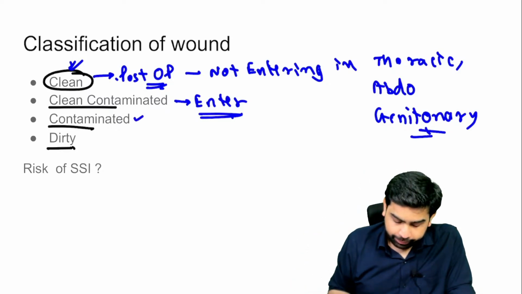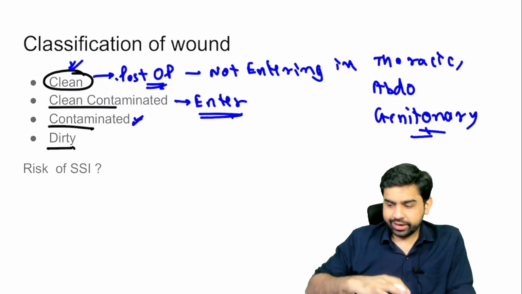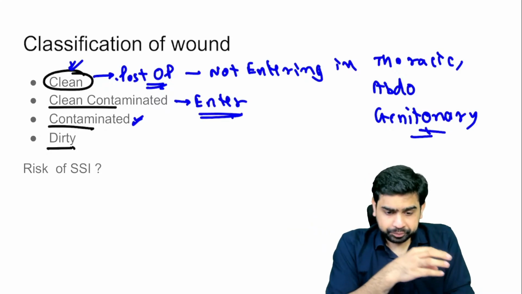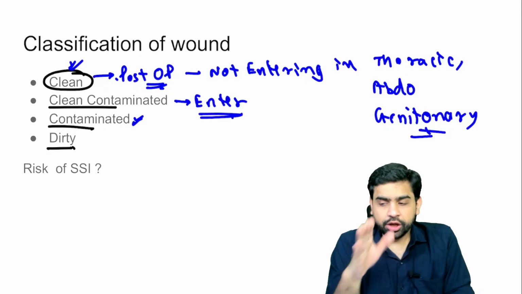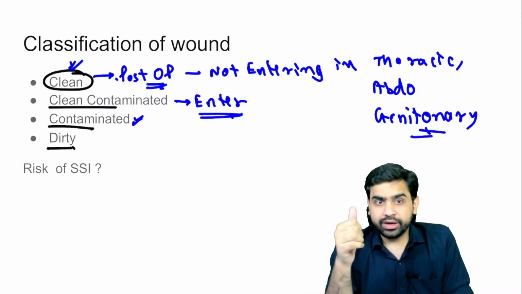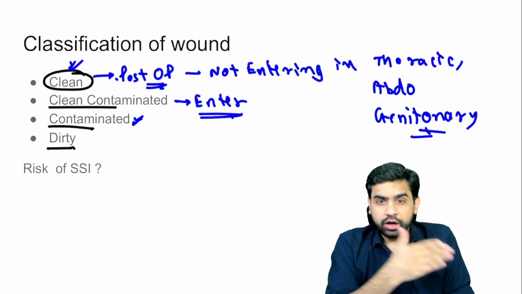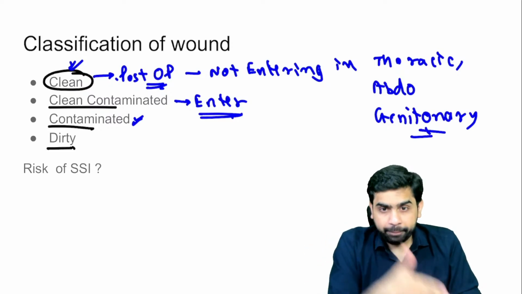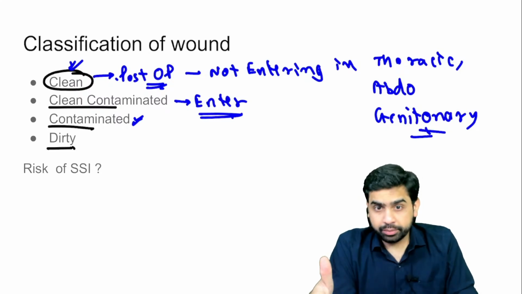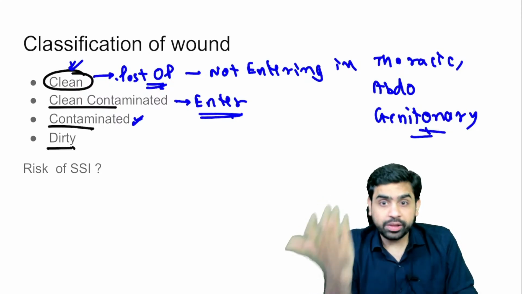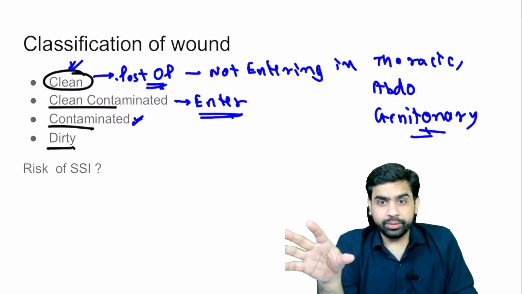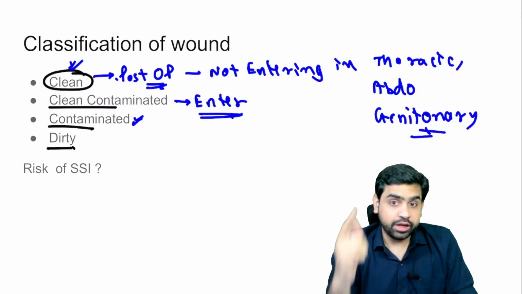What about the contaminated wound? Let's assume we are performing a laparoscopic cholecystectomy, and for some reason the bile spreads inside the abdomen. If there is a breach in the normal sterility during the procedure, then you label it as a contaminated wound. One of the best examples is when you're taking out the gallbladder and a few of the gallstones, or the bile, get scattered into the abdominal cavity. That is a contaminated wound.